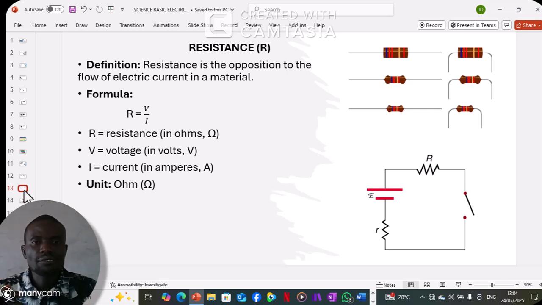If 20 is supposed to flow per second, they can reduce it to 4. They can reduce it from 20 to 16. They can reduce it to 15.